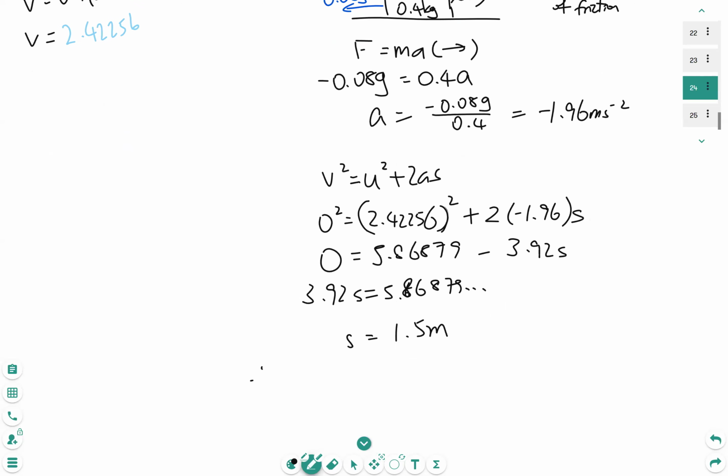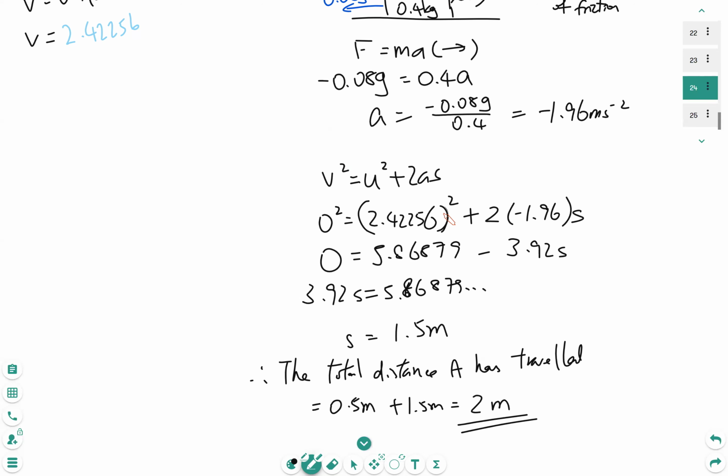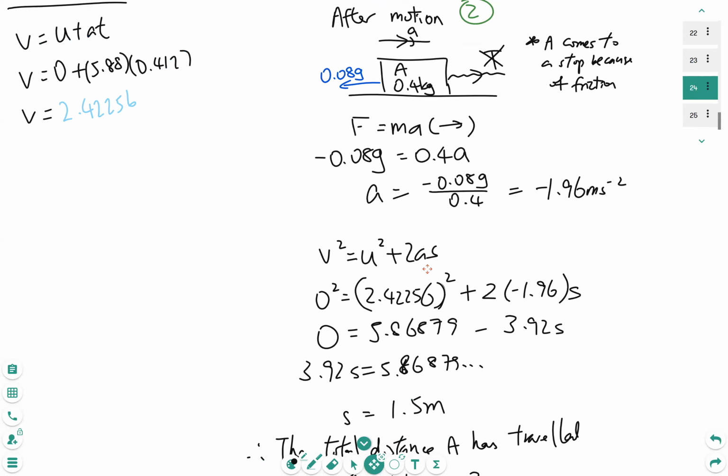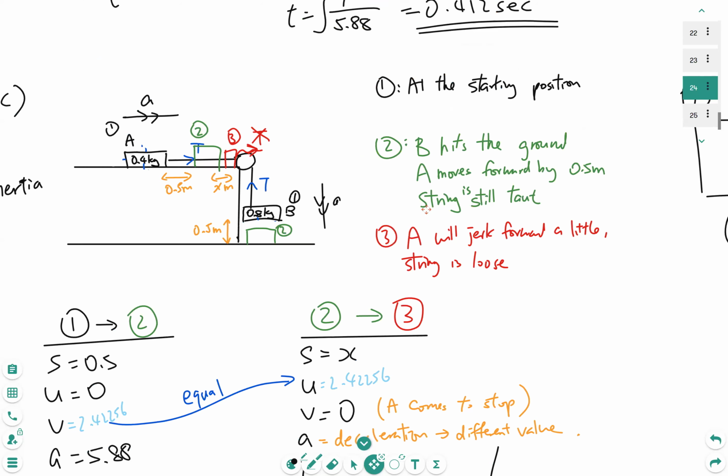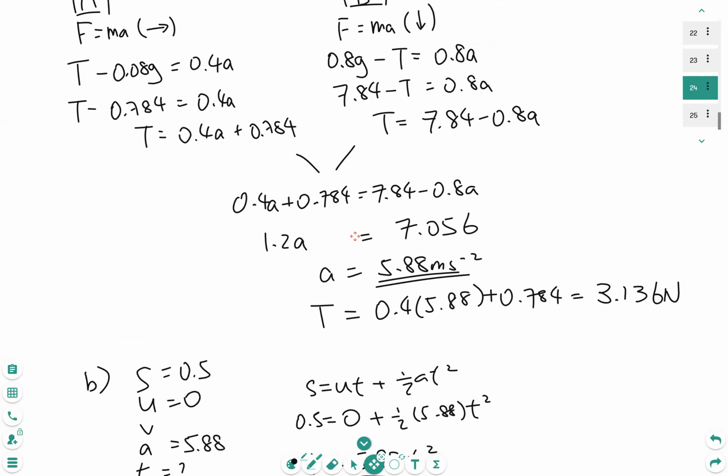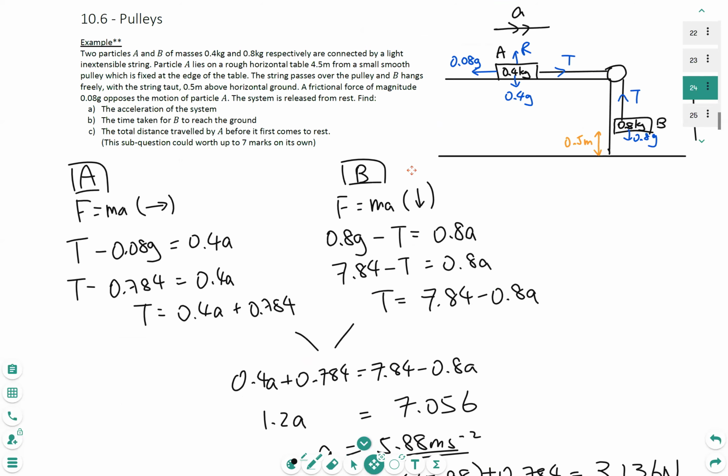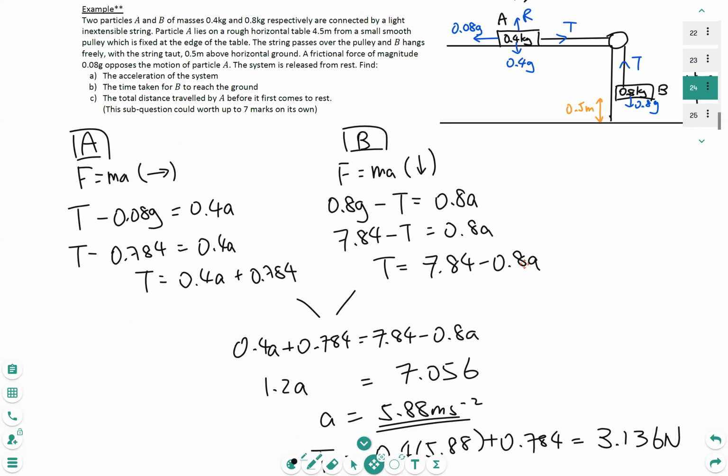So the total distance A has traveled equals 0.5 meters, the initial motion from motion 1 to 2, plus the distance traveled after B hits the ground, which is 1.5 meters. Altogether, that's 2 meters. Now you can see why this question carries a lot of marks. For part C, it's not extremely common, but when you see a 5 or 6 marker dangling at the last part of a pulley question, you know it's usually about this.